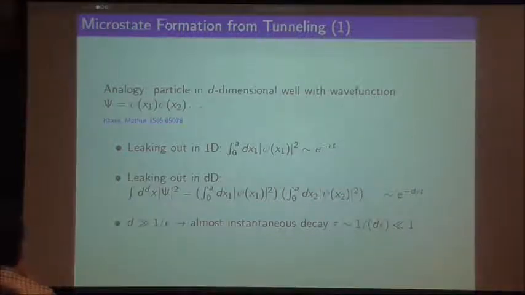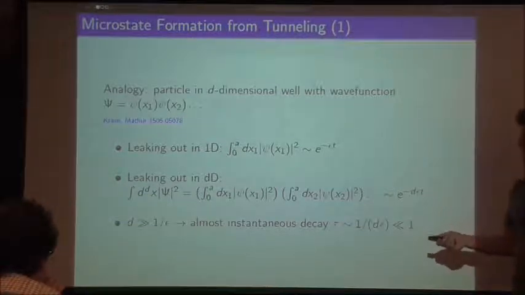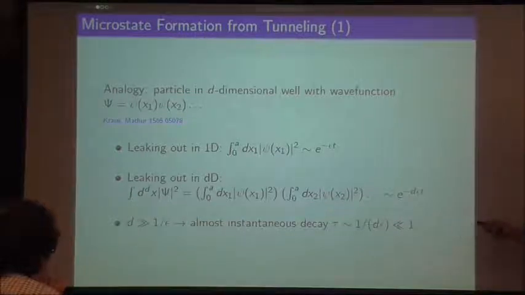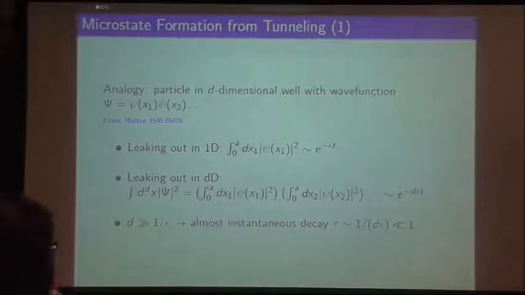In this case, the tunneling probability to leak out in any given direction is going to be the same, so it's just going to be this guy. But now I have to take this times d. I take d copies of this one-dimensional wave function to get my d-dimensional wave function. Then my probability for staying inside the well is going to be e to the minus d times epsilon t. Now we see that if we take the number of dimensions to be very large, larger than 1 over epsilon, the decay is almost instantaneous, and there's almost nothing left inside the well.